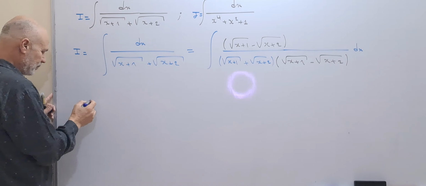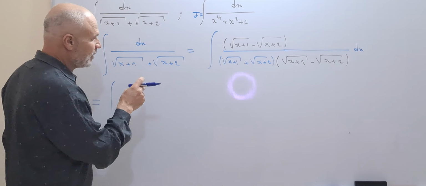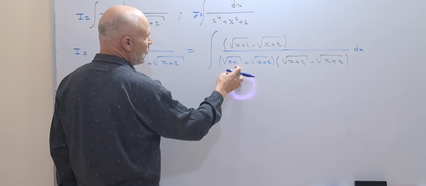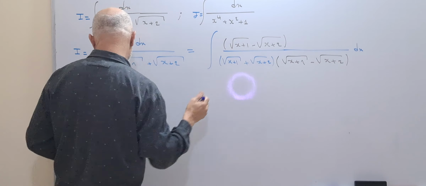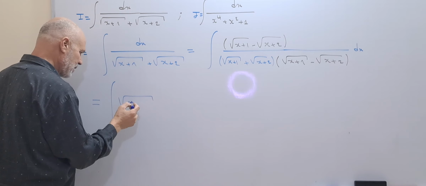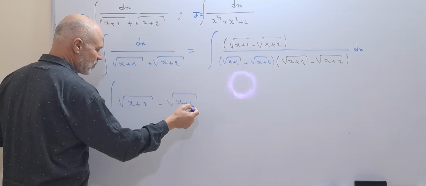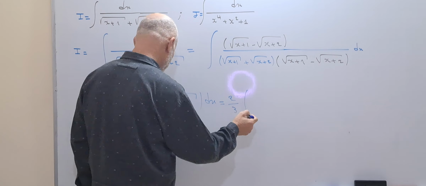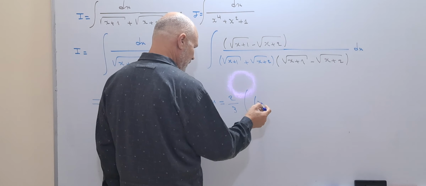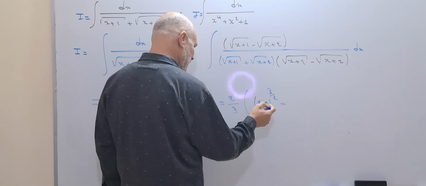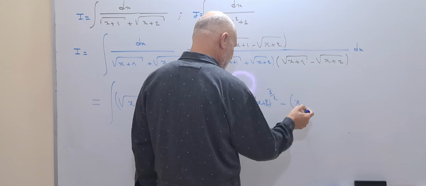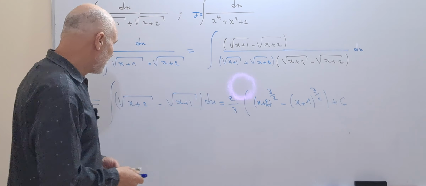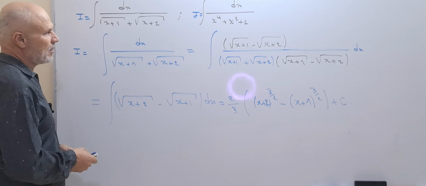Then we obtain x plus 1 minus x plus 2, this means x minus x, 1 minus 2, minus 1. We have this divided by minus 1, then we get the square root of x plus 2 minus the square root of x plus 1, dx, and this is equal to 2 over 3 times (x plus 2) power 3 over 2 minus (x plus 1) power 3 over 2, plus a constant. This is for the first integral, which is a simple one.